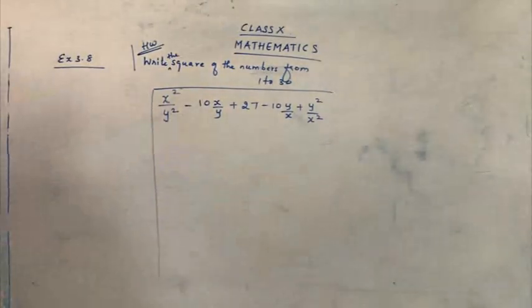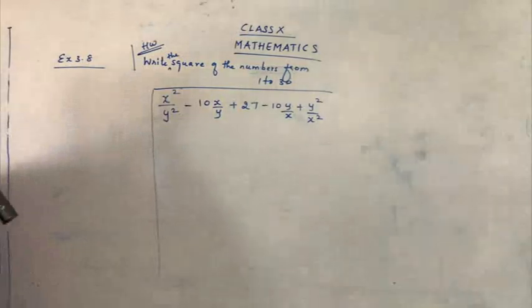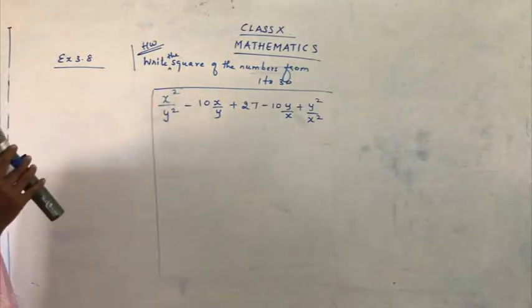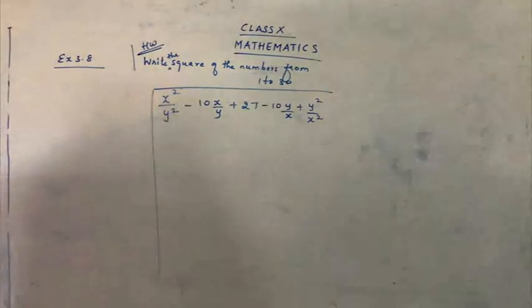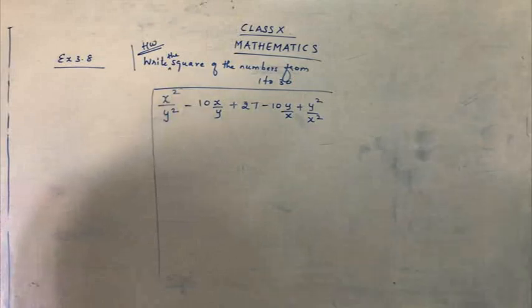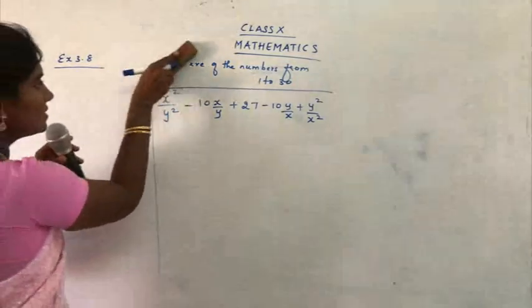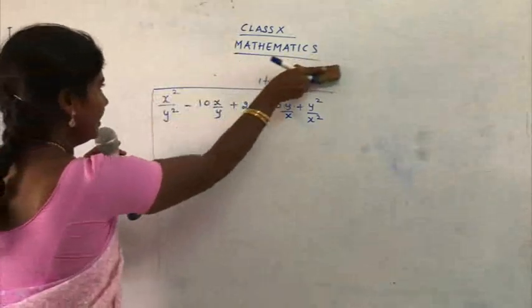Let's start the sum. See the first term, children, here. The first term is x square upon y square. So what is the square root of x square? Yes, it's x. And what is the square root of y square? It's y. So what is the square root of x square upon y square? It's x upon y.